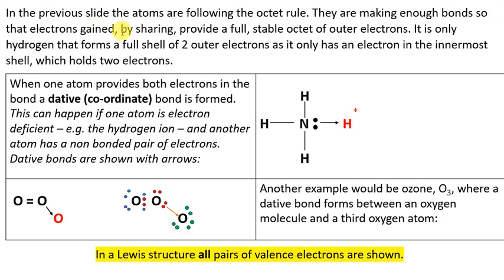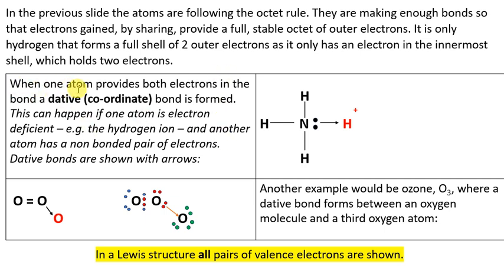In the previous slide, the atoms are following the octet rule. They're making enough bonds so that electrons gained by sharing provide a full, stable octet of outer electrons. It's only hydrogen that forms a full shell of 2 outer electrons, as it only has an electron in the innermost shell, which holds 2 electrons.